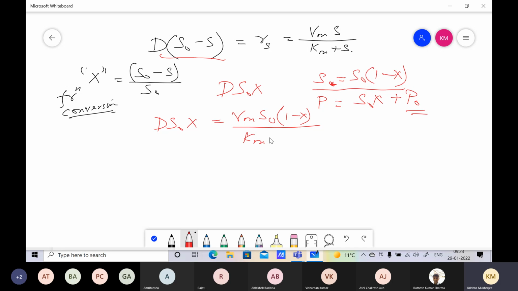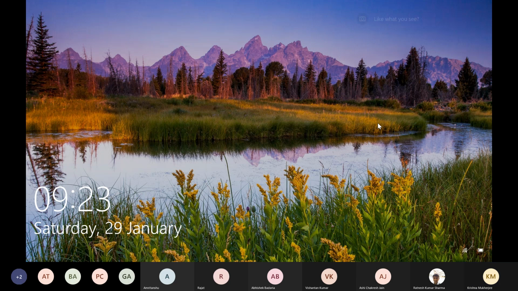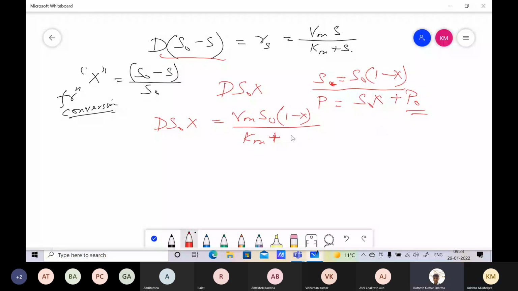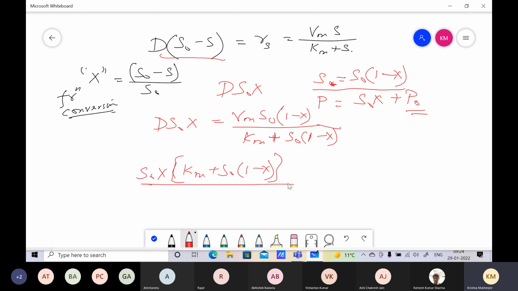Can you hear? Yes. So plus S naught 1 minus X, okay? And this is a simple algebraic equation which you can now rearrange. You want Vm by D, so you take all these terms here. You write S naught X, Km plus S naught 1 minus X, upon S naught into 1 minus X, is equal to Vm by D.